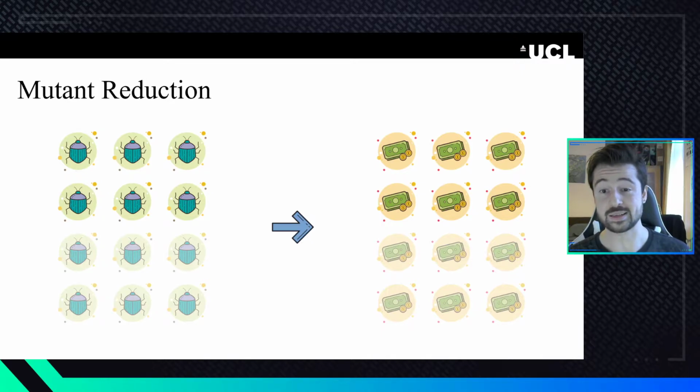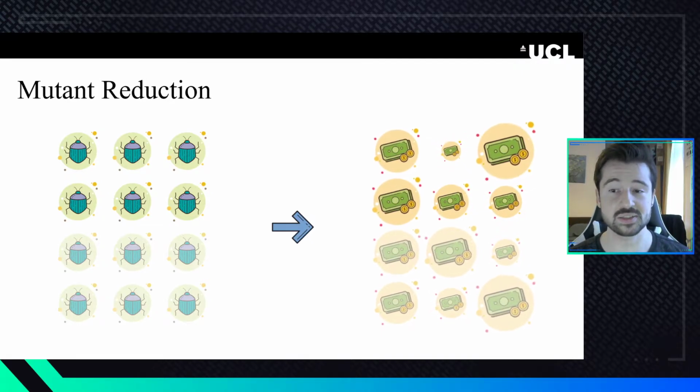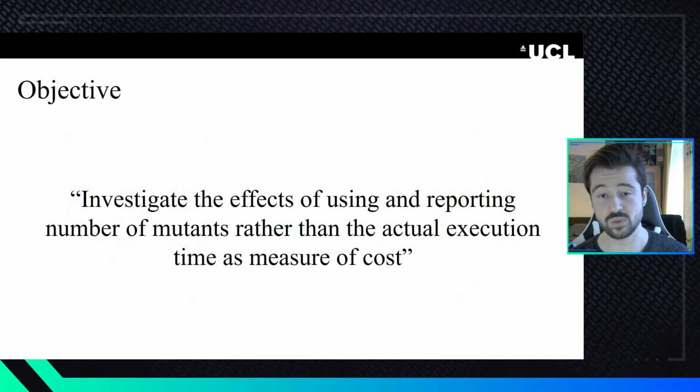The problem here is that different mutants have different costs. So we cannot expect a ratio of 1-to-1 between the number of mutants and the true execution cost of mutation analysis. So this is a threat to validity that can lead to misleading conclusions about which strategy will be more effective on reducing the cost of mutation analysis. With that in mind, the objective of this work is to investigate the effects of using and reporting number of mutants rather than the actual execution time as a measure of cost when performing mutant reduction.